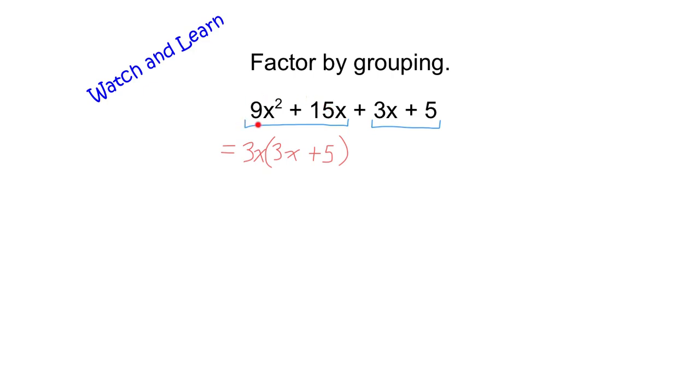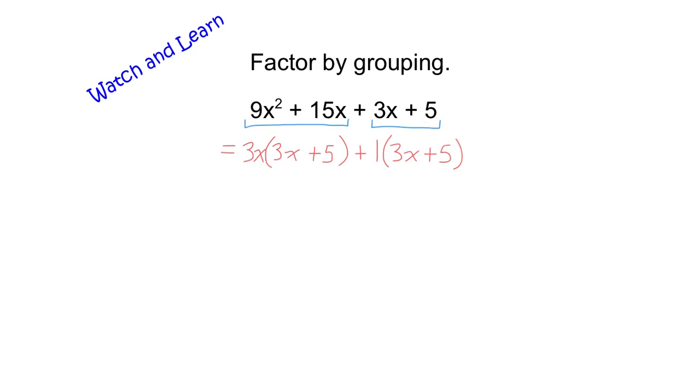Okay, so I do the common factoring for the first group. Now do the same thing again. Do common factoring for the last group. Well, 3 and 5, the only common factor they have is 1. So 1 is the greatest common factor, and I'm left with 3x plus 5. Because 1 times 3x is 3x, and 1 times 5 is 5.